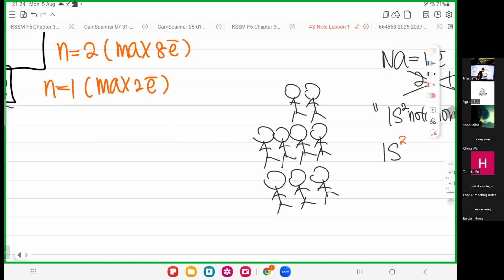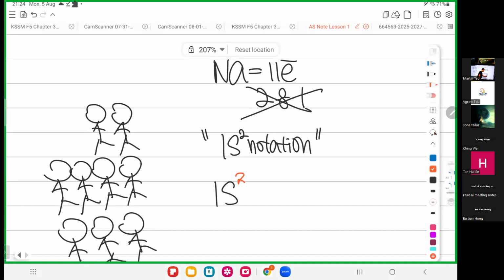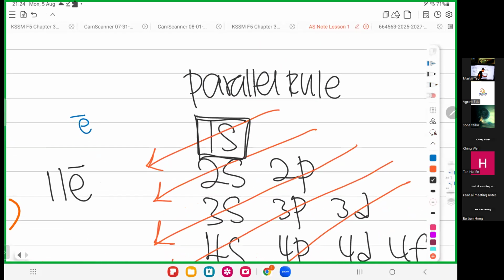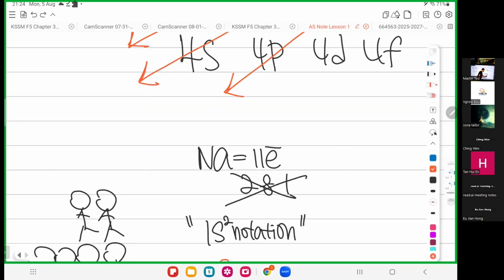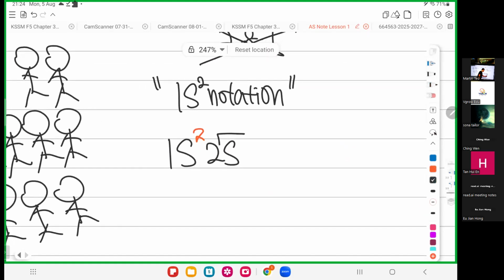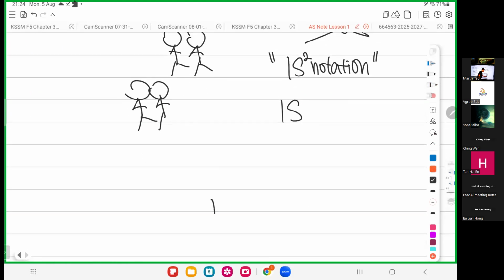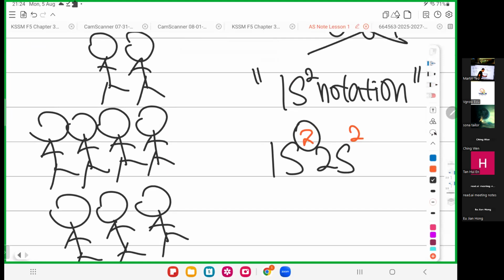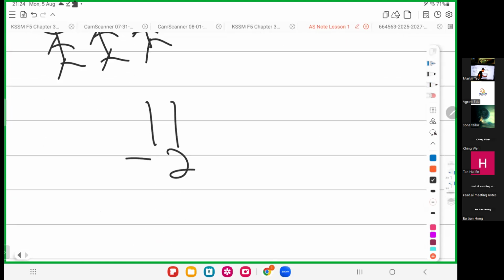After the first 1s is a full house already, we have to move on to the next one. Then we go on to 2s. 2s can put how many? All the s can put 2 persons. Just now we initially had 11 persons. When you put 2 persons in the 1s, now you have 9 persons left.